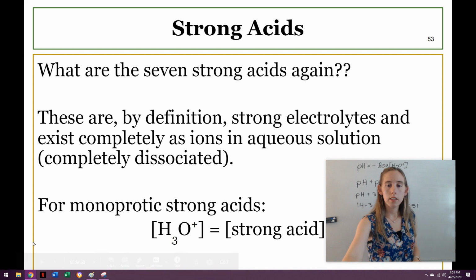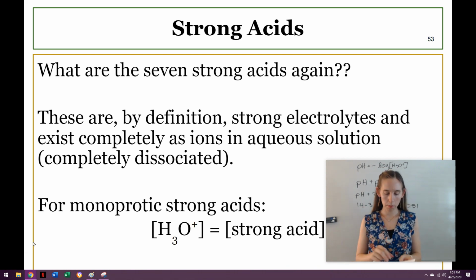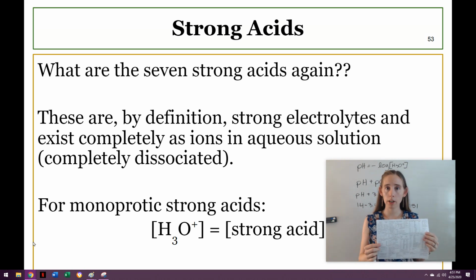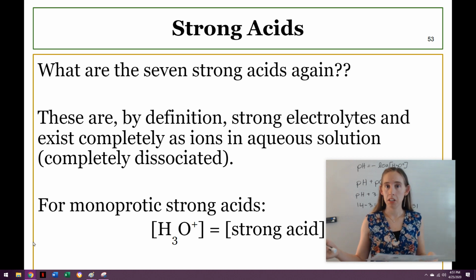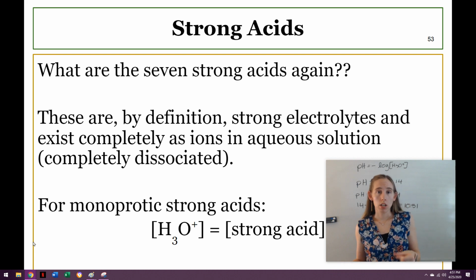What are the 7 strong acids? So if you look on your periodic table, you have a list right underneath your acid-base box that says strong acids, and it's listing all 7 of them there. Don't need to memorize them, you're good. These are, by definition, strong electrolytes, which means they're going to completely dissociate. They're going to separate in solution.